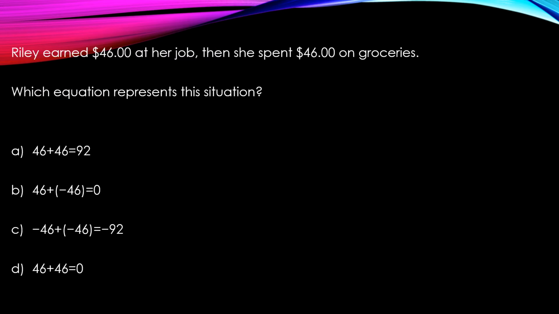All right. Riley earned $46 at her job, and then she spent $46 on groceries. Which equation represents this situation? Well, imagine Riley starting down here at 0, okay? Then she gains $46. When she goes to the grocery store and she has that 46, she gives all of it to her cashier to pay for her groceries, which means she is left with 0. So she has a positive 46 and a negative 46, and when she adds them together, she is left with 0.